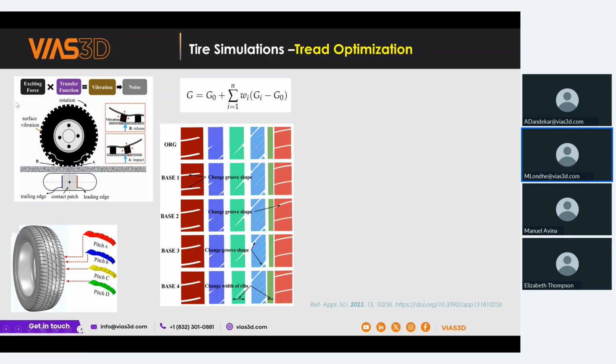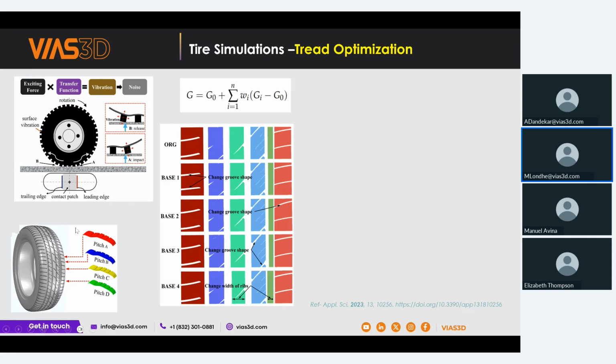This type of simulation is gaining popularity in recent research, where different industries are focusing on how to optimize the tire tread patterns so that they can minimize the overall vibration due to the impact. In a tire, there are different patches, different pitches, like different treads used. The reason is that if you use a single tread, there will be concentrated noise. To avoid that, generally a tire has different patches, and they are randomly oriented.